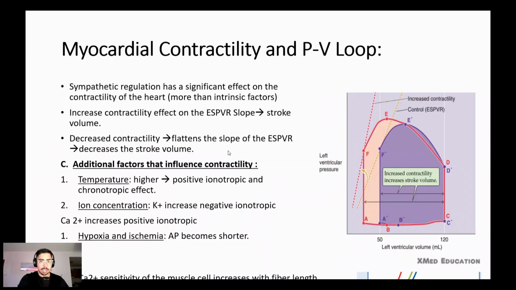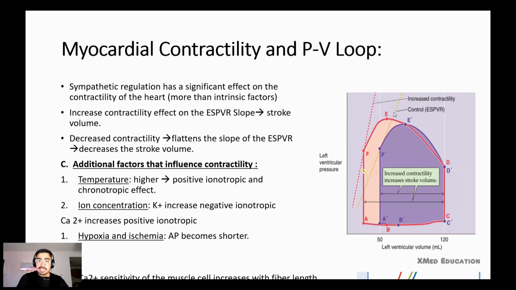Let's talk about the myocardial contractility pressure volume loop. As you see in this loop, the end diastolic volume will be the same because the preload is the same. There is no change in preload, but something that is changed is the contraction power. When the contraction power increases, the pressure inside the ventricle will be higher.